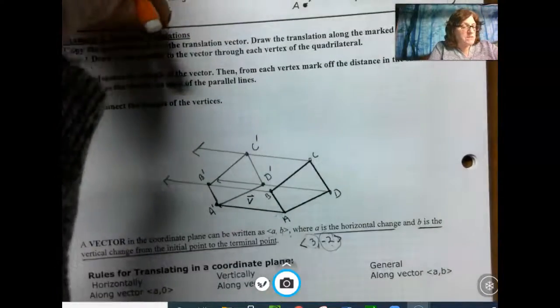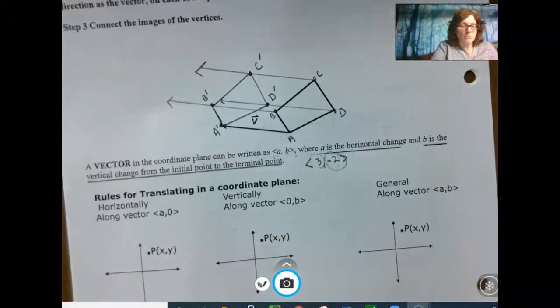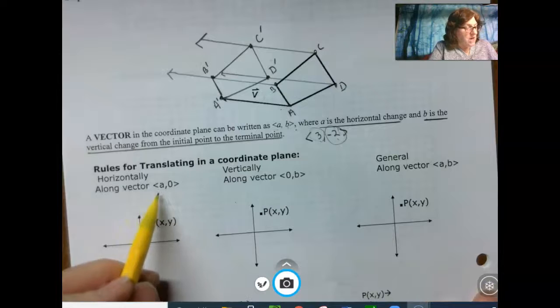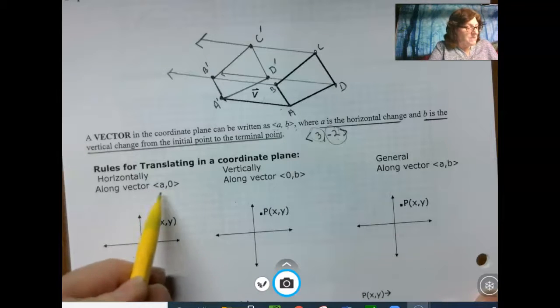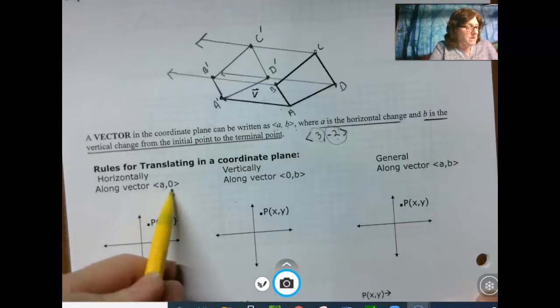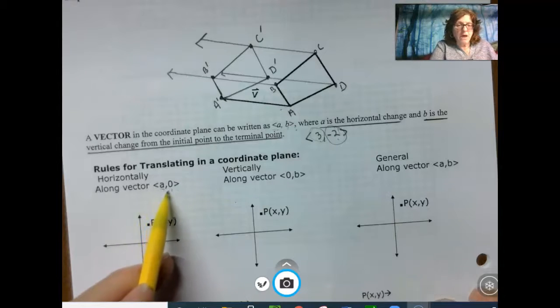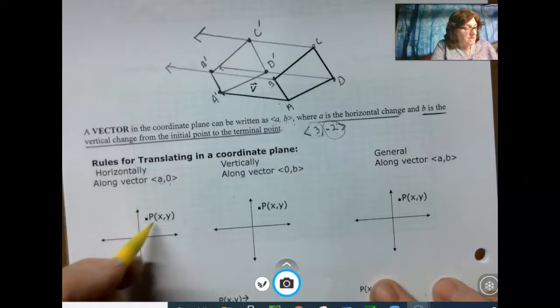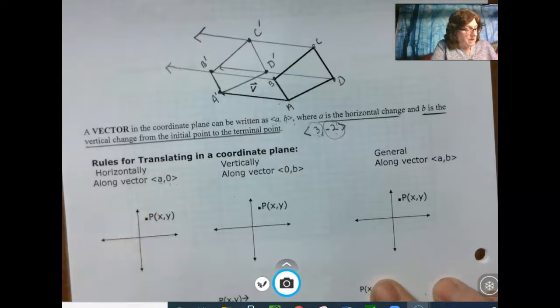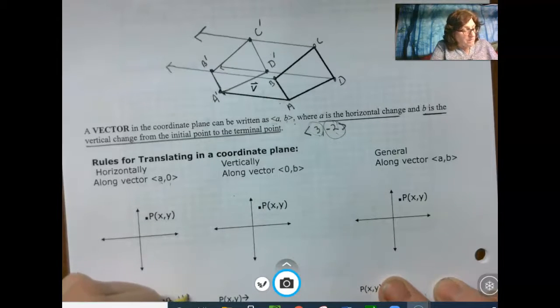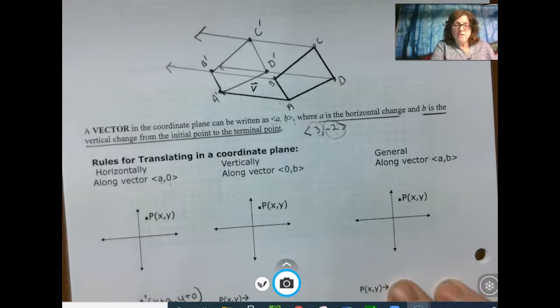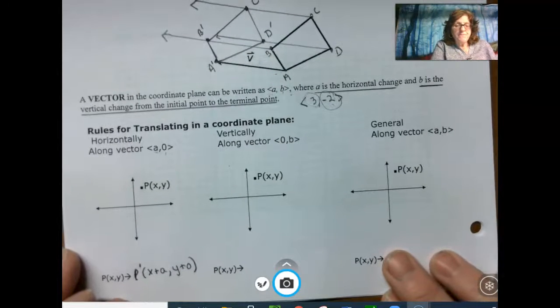Okay, so just some general statements or rules. If I have a vector <a, 0>, that means that there's no change in the up or down, but there's a change either left or right. How we would note that is if I had a coordinate on my plane, then my new point, I'll call it P prime, is going to be x plus a, and in this case it's going to be y plus 0, so it's just going to be y. That's my new point.